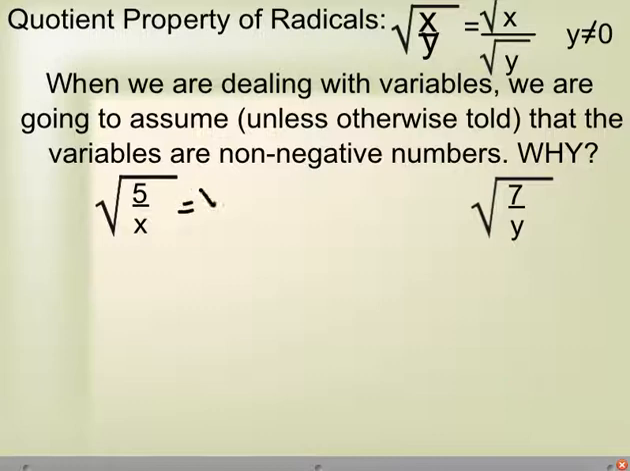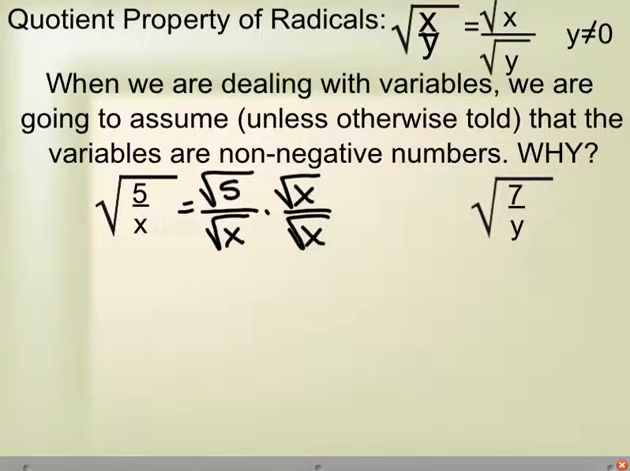So we split it out to be root 5 over root x, and we multiply by the square root of x over the square root of x. That's the only way we're going to get rid of it. And we get the square root of 5x in the numerator, and we just get x in the denominator. Because remember, if this were root 3 times root 3, this would just be 3.